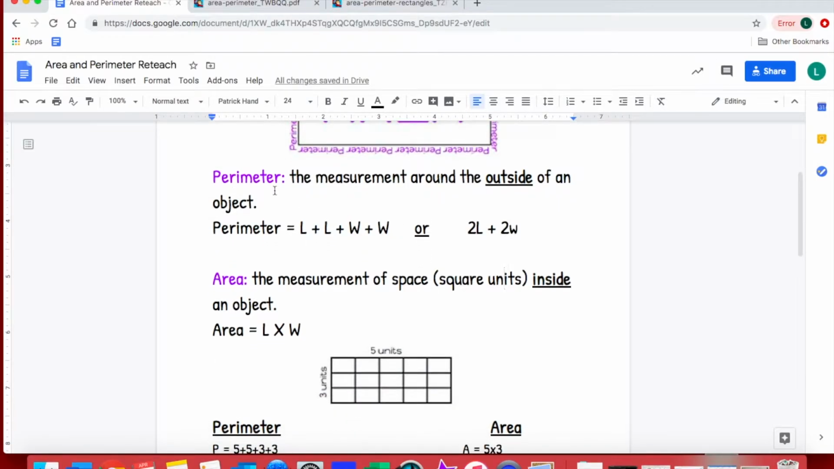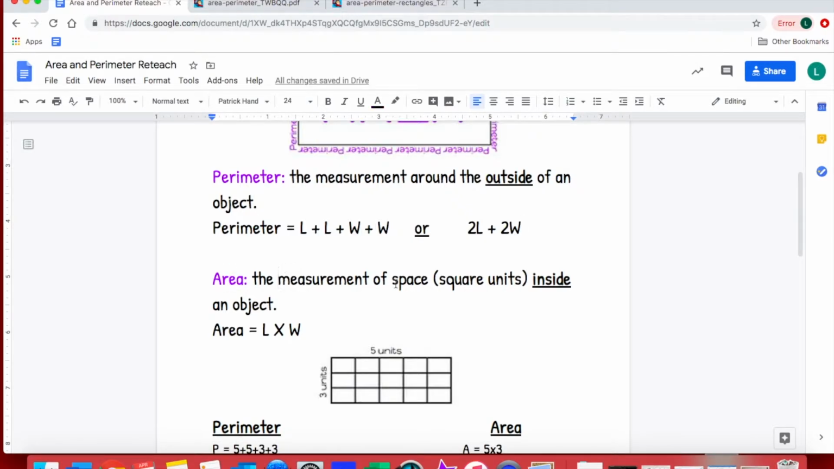So when we find perimeter, we are finding the measurement around the outside of an object. The equation for perimeter is length plus width, or 2 times L, that would be 2 times length. Remember, when a letter and a number are right next to each other, that means you multiply them. So 2 times length plus 2 times width. That should be a capital W.